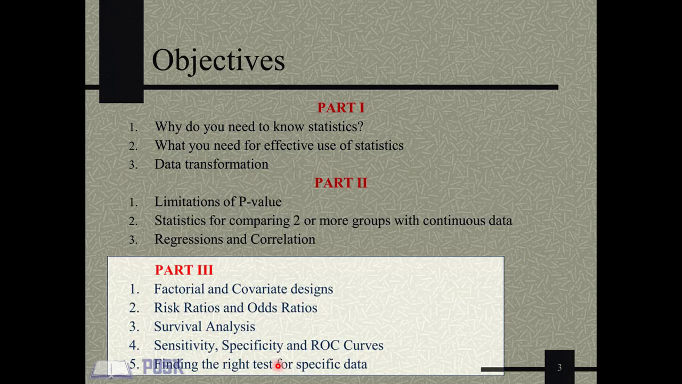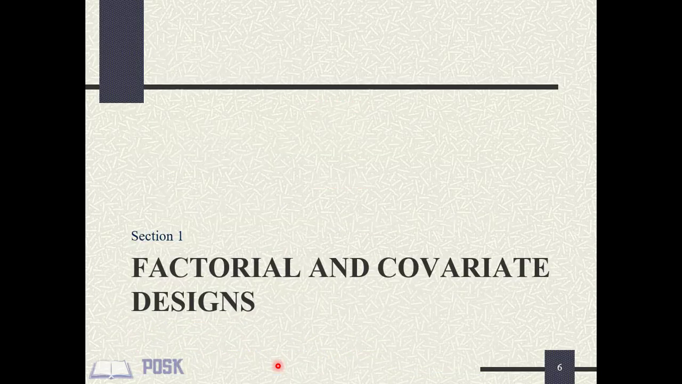In this, the third and final lecture in the series, we will be treating the 5 topics highlighted on the slide. We will start with factorial and covariate designs, go on to risk and odds ratio, touch on survival analysis, sensitivity, specificity, and ROC curves. We will end the series by looking at how you can determine the right statistical tests for any given data.